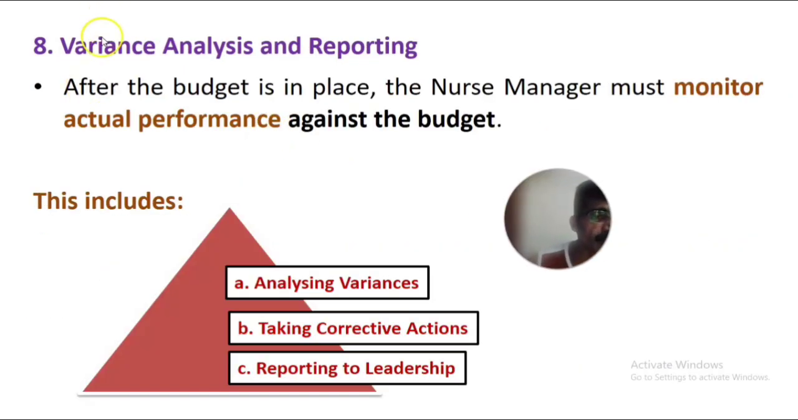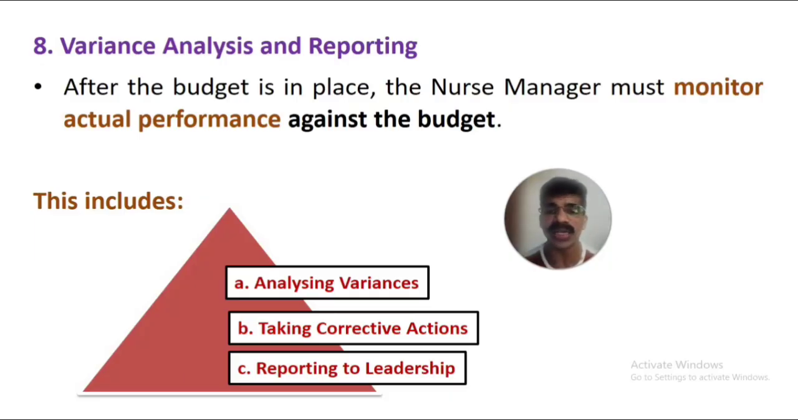Then the eighth responsibility is variance analysis and reporting. Analyze, monitor and observe the variance that occurs, the different factors that increase the budget of the hospital or nursing department, and report to the higher authority. That is variance analysis and reporting. After the budget is in place, once the budget is proposed, the nurse manager must periodically monitor and inspect the actual performance of the budget against the estimated or proposed budget. The estimated budget is always made about 10% more than the actual budget. That has to be compared, the proposed and the actual budget.